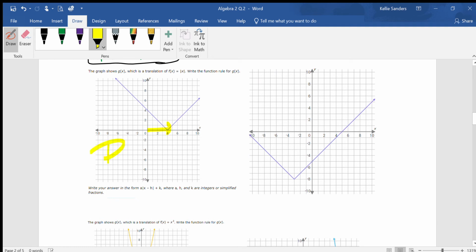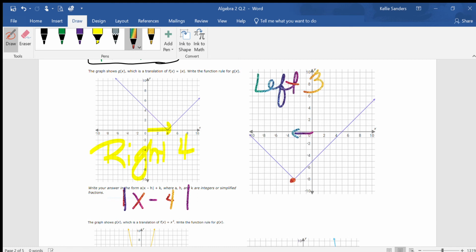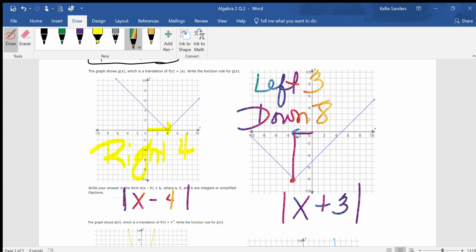This just goes right 4. So it's going to be on the inside, but it's going to be a minus. To get here, we are going to go left 3 and down 8. Left 3 would be x plus 3. Down 8 would be minus 8.